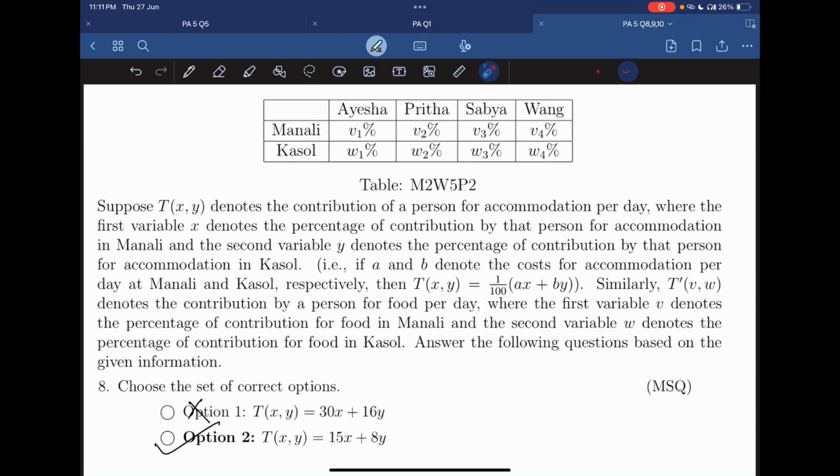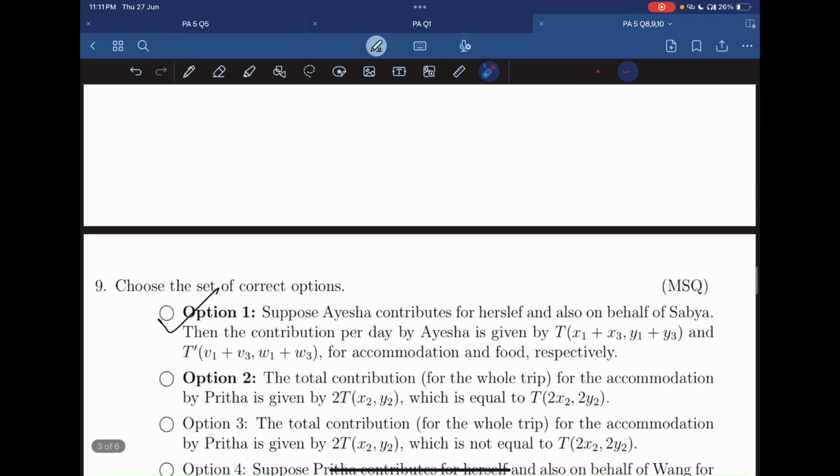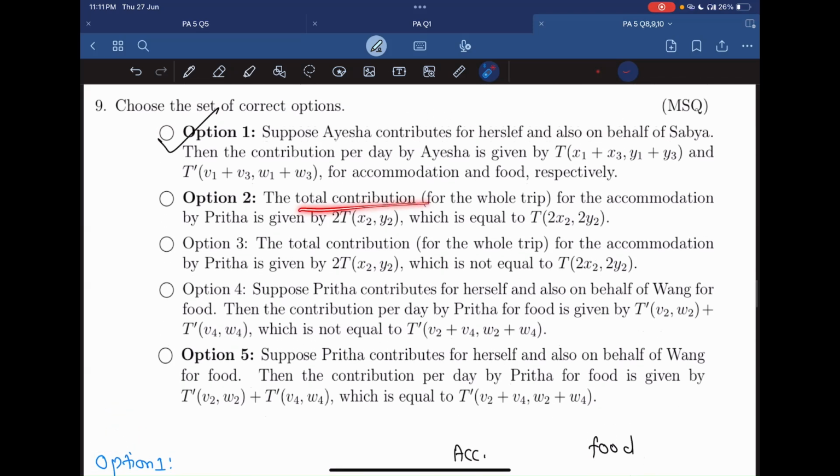is, if we check, it is a linear transformation. So that means the total contribution for the whole trip, that is for 2 day trip, is given by 2 times T of x2, y2. That would be for 2 days. And as it is a linear transformation, 2 times T of x2, y2 is equal to T of 2x2, y2. So option 2 would be correct, while option 3 says that it is not equal to. So that's why option 3 would be incorrect.